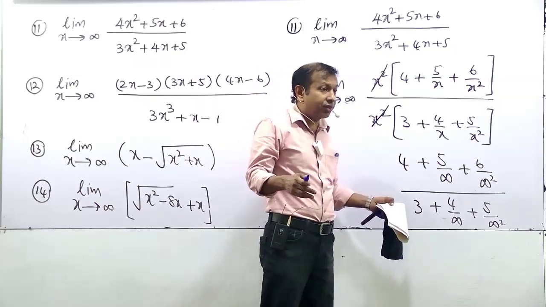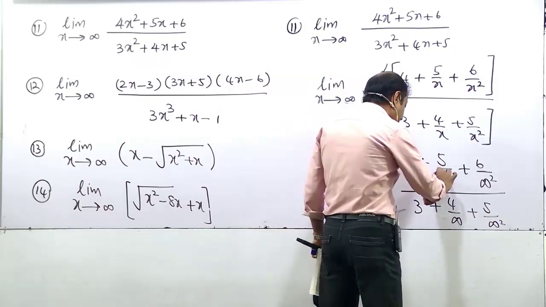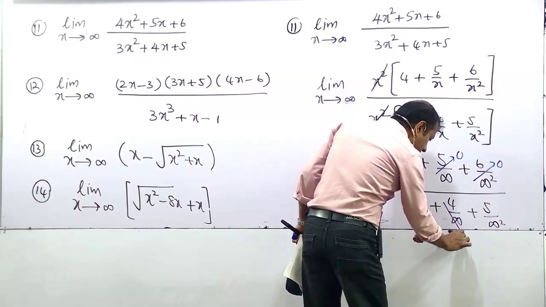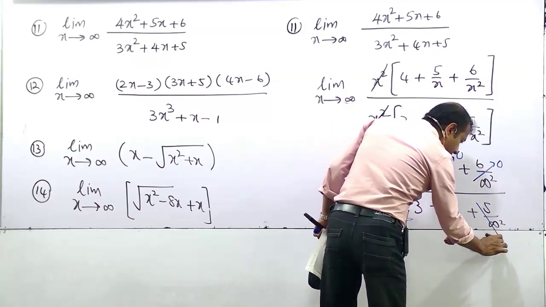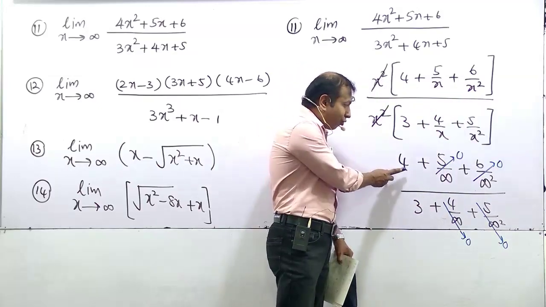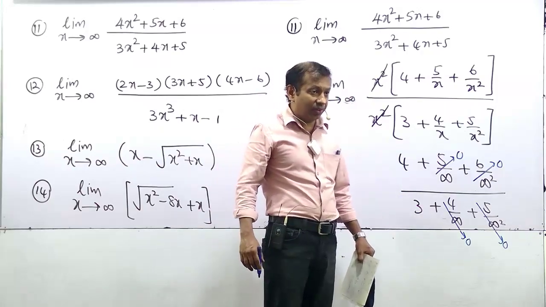Yeah, take a look. When you go to the fraction, you see this is 0. This is also 0. This is 0. This is also going to 0. Then in the numerator you have what? 4. Denominator you have 3. Answer is 4 by 3. Okay.